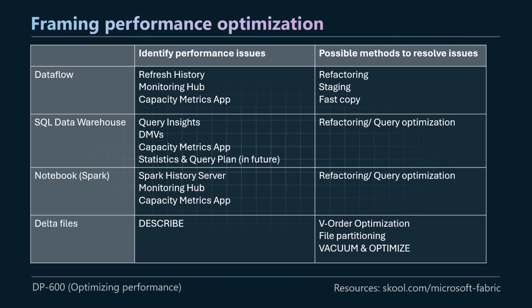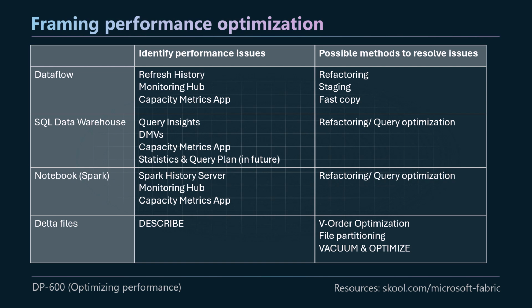Now, as you know, Fabric is a very diverse tool. So when we talk about performance, really we need to get a bit more specific about, well, what are we talking about? It could be data flow performance, could be a SQL script in your data warehouse, or we could talk about the delta files and optimizing how they get written and read in our OneLake, in our lakehouses as well. And I would make the distinction here between identifying performance issues and then resolving them.